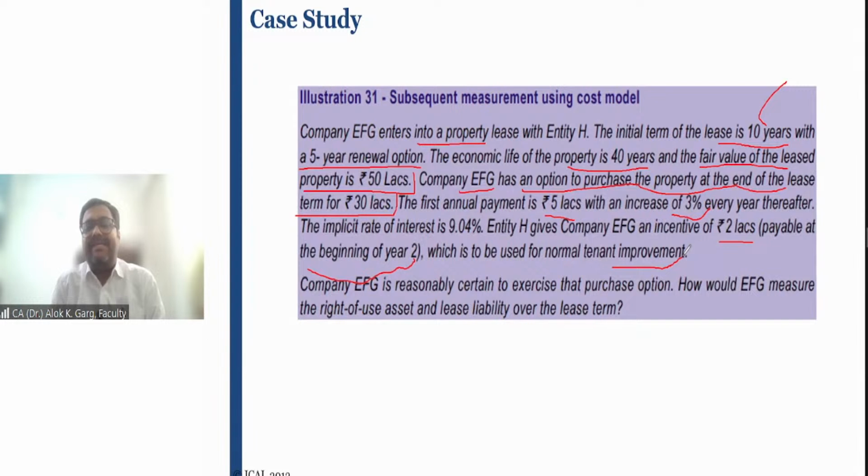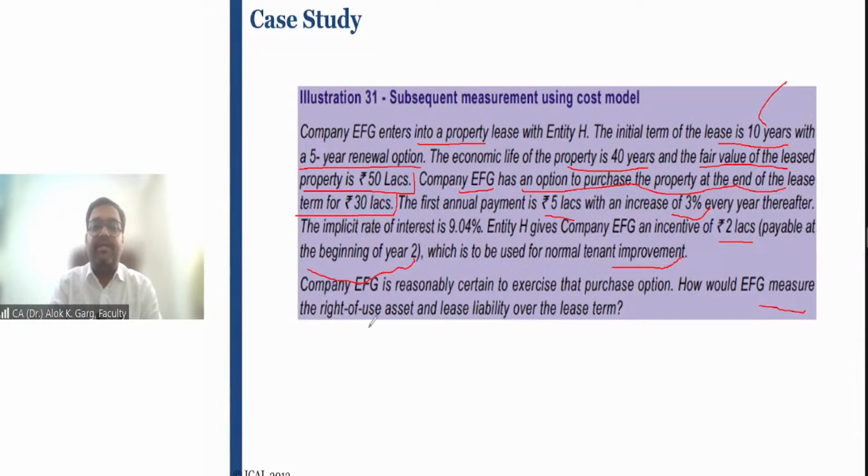Company EFG is reasonably certain to exercise that purchase option. The life was 40 years, and 10 years is the lease term. After 10 years, the lessee can purchase the property at 30 lakh rupees, and the lessee is reasonably certain because he is getting a property at 30 lakh rupees and the remaining life would still be 30 years, and the value of the property will always move ahead.